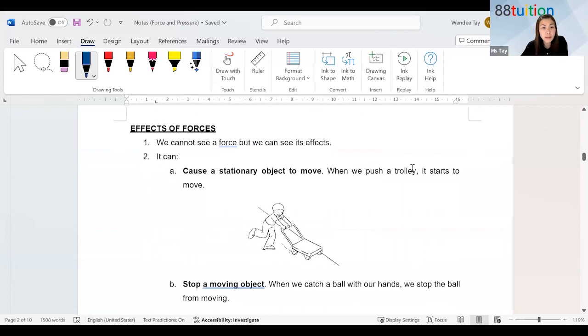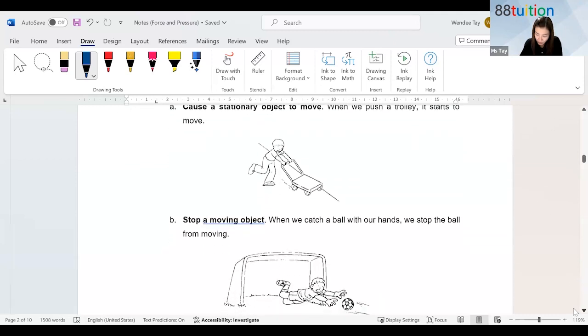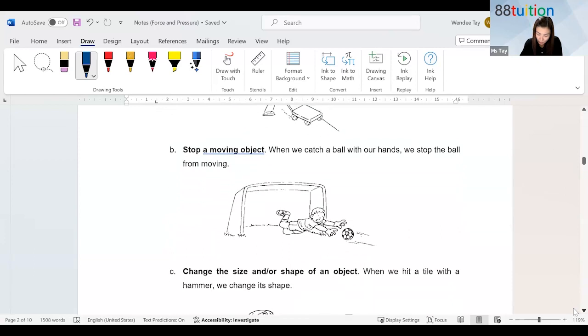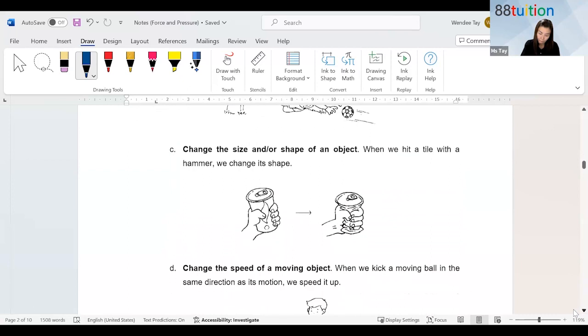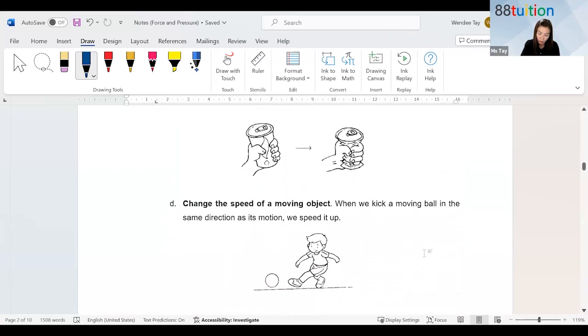Effects of forces. This is also something that is not new to you. You cannot see a force, but you can see the effects. A force can cause a stationary object to move. It can stop a moving object. It can change the size and shape of an object. It can change the speed of a moving object. I'm not going to go through all these again because you have done all these in primary school.